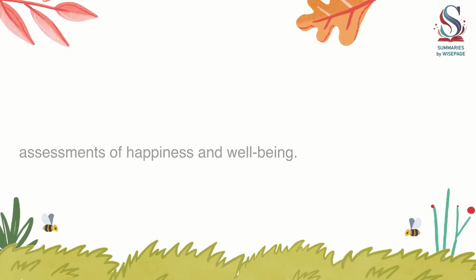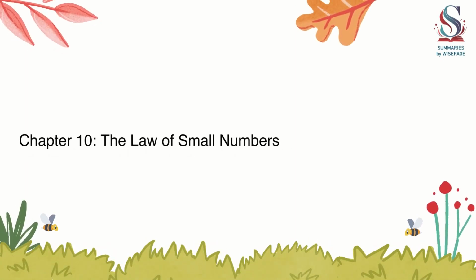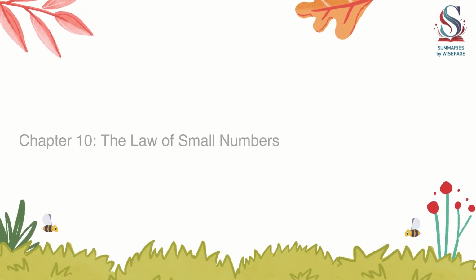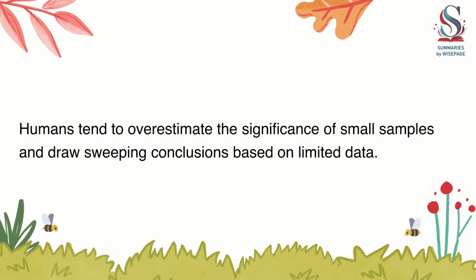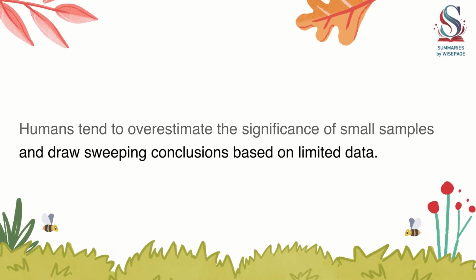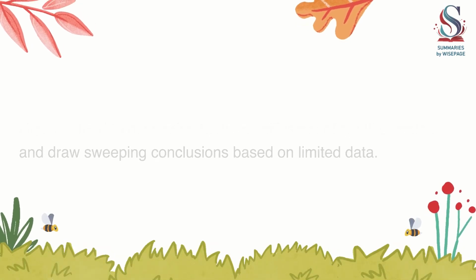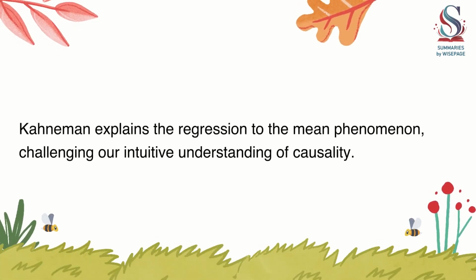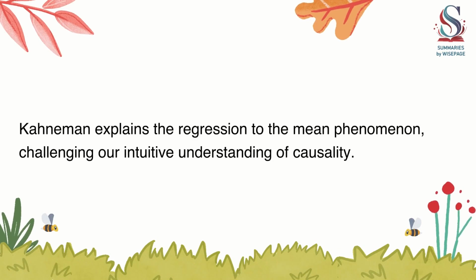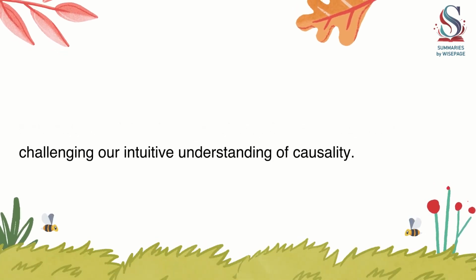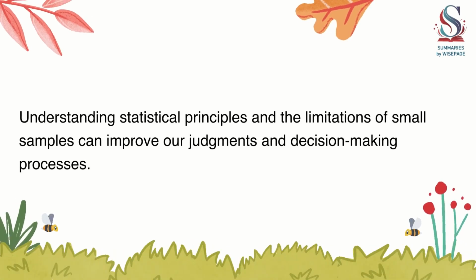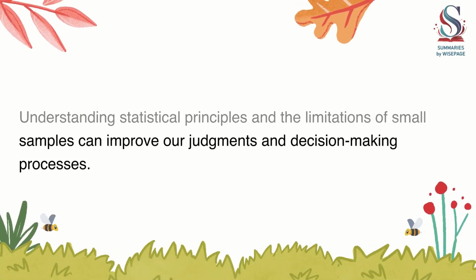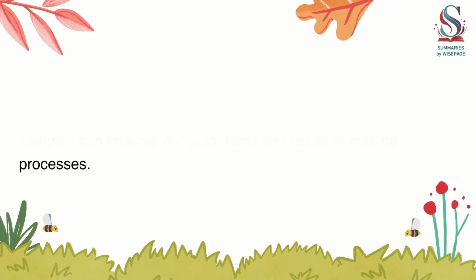well-being. Chapter 10: The Law of Small Numbers. Humans tend to overestimate the significance of small samples and draw sweeping conclusions based on limited data. Kahneman explains the regression to the mean phenomenon, challenging our intuitive understanding of causality. Understanding statistical principles and the limitations of small samples can improve our judgments and decision-making processes.